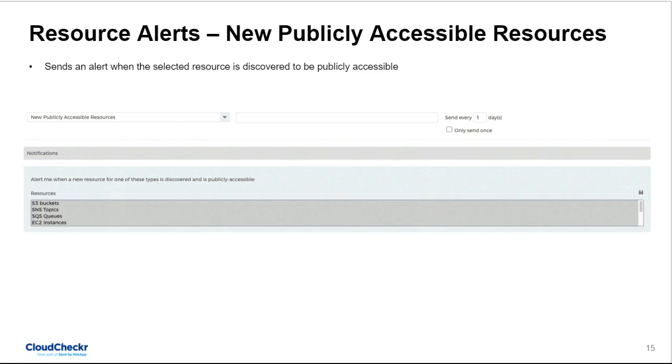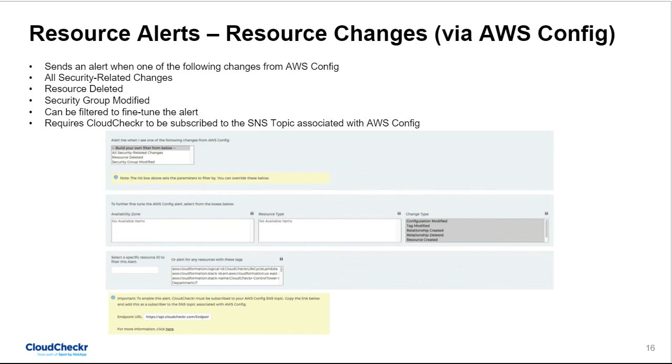All right. Next one is resource changes via AWS Config. So we have an option to send an alert when a change is made from AWS Config. Now that can be all security related changes, resources deleted, or security group modified. And it can be filtered to further fine tune it by availability zone, resource type, and change type. We can also track by specific resource IDs or by tags. This does require CloudCheckr to be subscribed to the SNS topic associated with AWS Config, and the endpoint URL for that is right in the alert. So I'll just show you a live example of that.